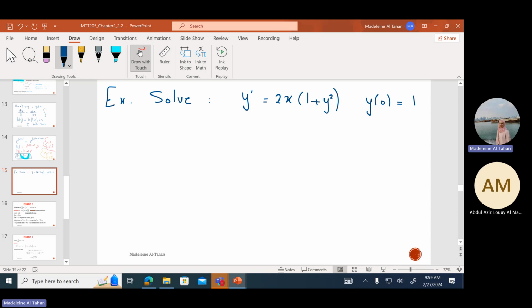Please write the question. We will do it in detail, and then I will give you another initial value problem to solve in person. Here we are not asking for the explicit solution, so I will solve it without reaching the explicit solution.